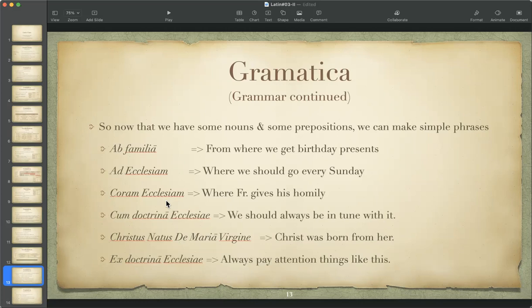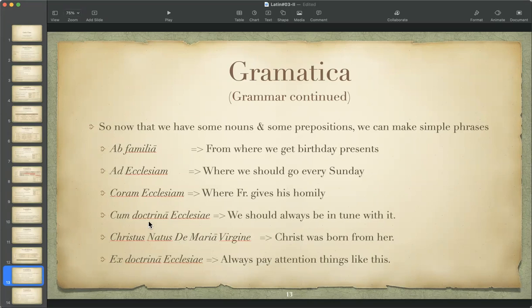Clearly here, ad ecclesiam is to the church, the building. But when you say where Father gives his homily, then I think you could use assembly. Either one. Or you are in the church, and he's at the front of the church, maybe. So a couple of possibilities.